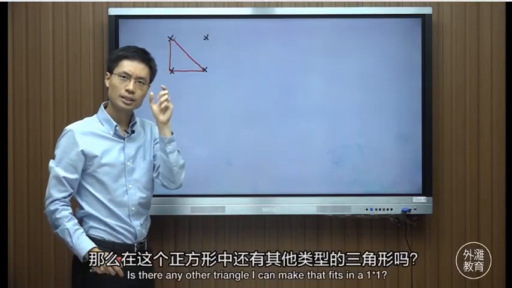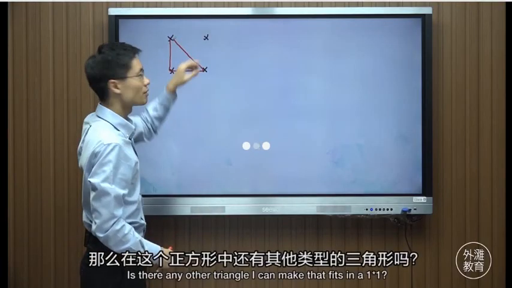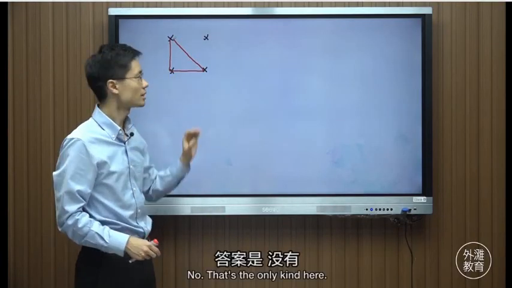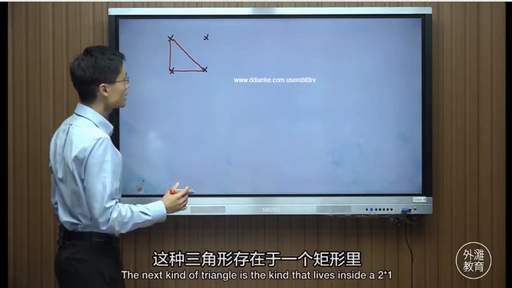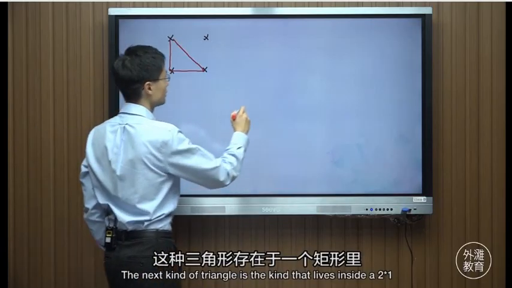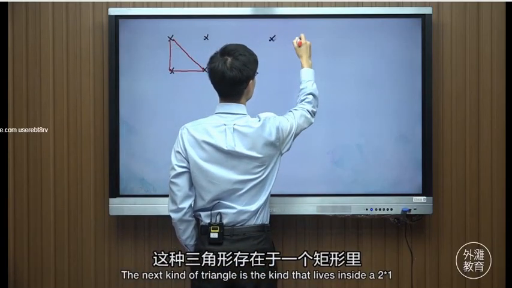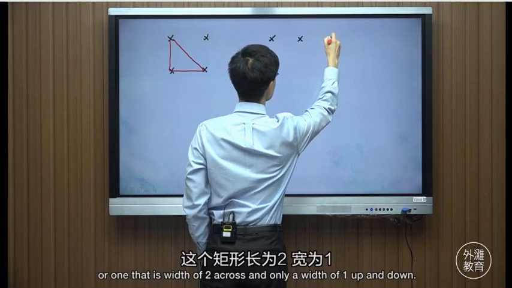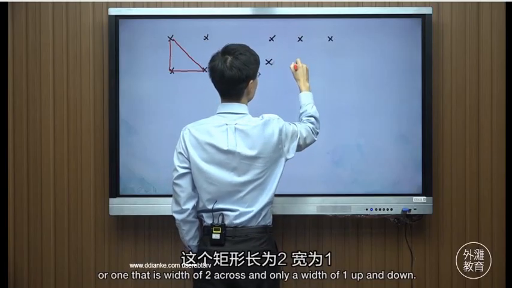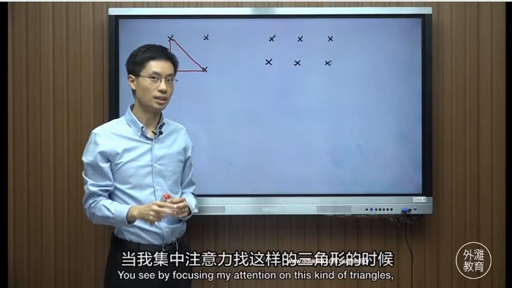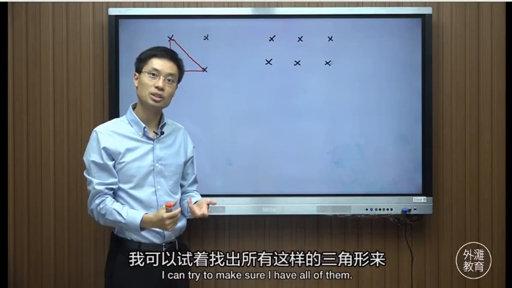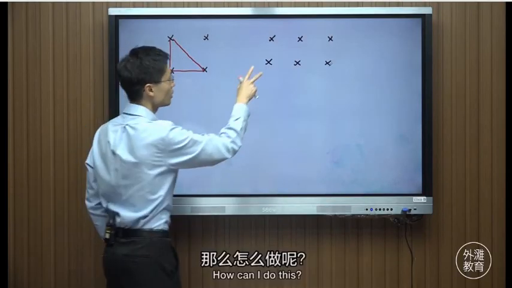Is there any other triangle I can make that fits in 1x1? No, that's the only kind here. Well then, let's go to the next kind. The next kind of triangle is the kind that lives inside a 2x1, or one that is a width of 2 across and only a width of 1 up and down. You see, by focusing my attention on these kinds of triangles, I can try to make sure I have all of them. How can I do this?